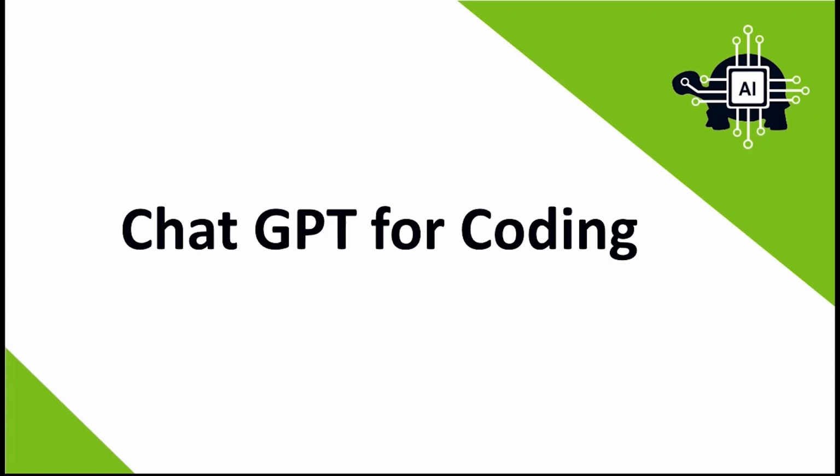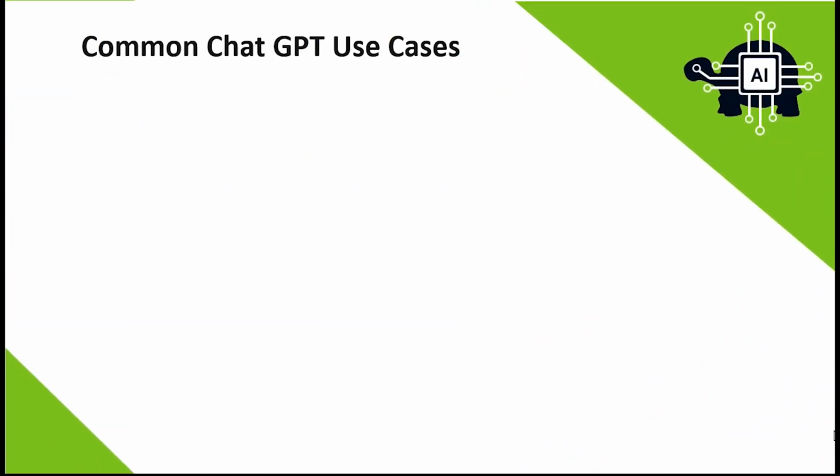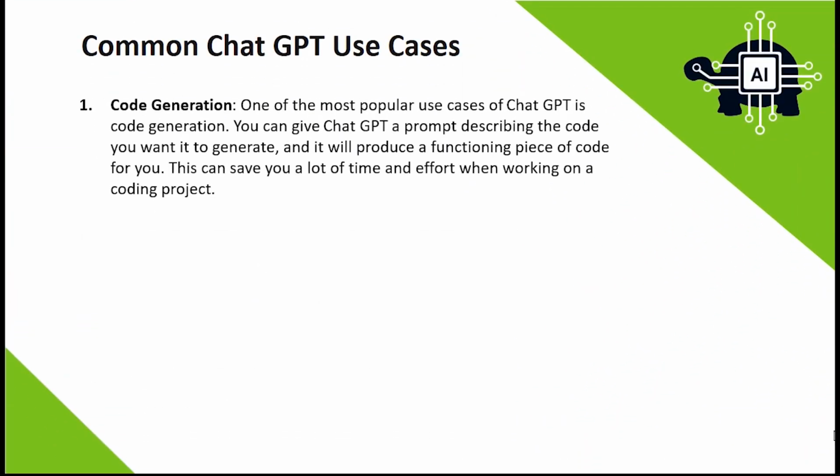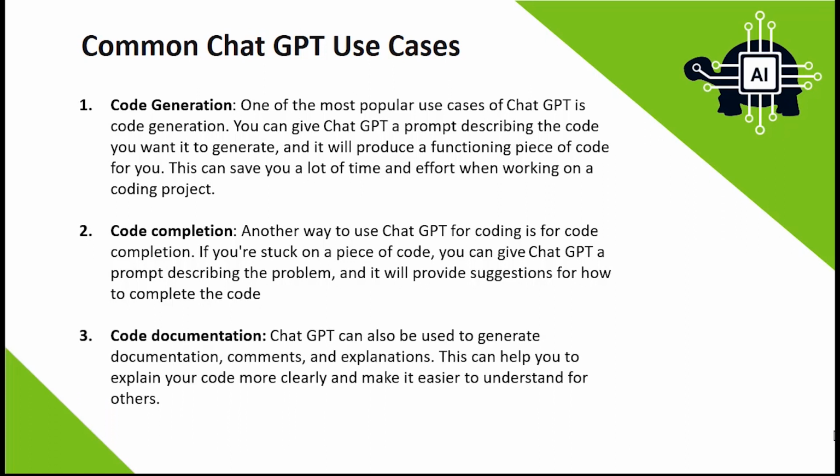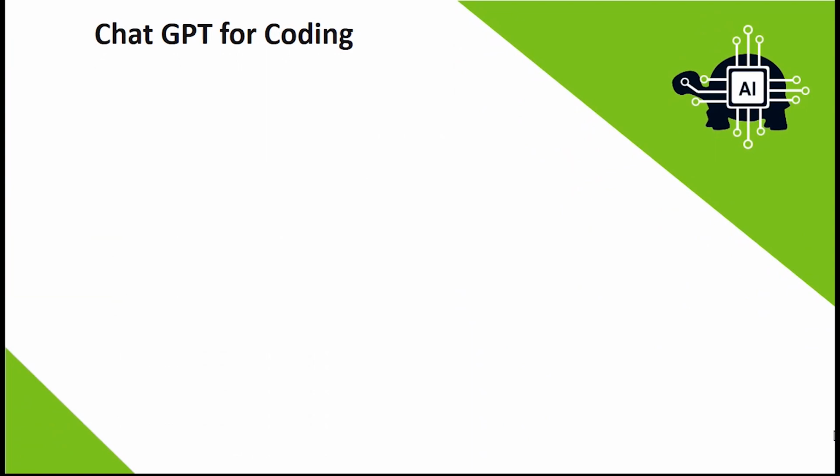First, let's look at the best use cases for ChatGPT in coding. The first best use case for ChatGPT is code generation. ChatGPT is an excellent tool for your code generation. No matter which coding language you're working with, you can always generate code snippets for your project using ChatGPT. ChatGPT is also very useful for code completion. If you're stuck somewhere and would like to complete your code or automate your code completion, ChatGPT is an excellent tool. Finally, you can use ChatGPT for code documentation.